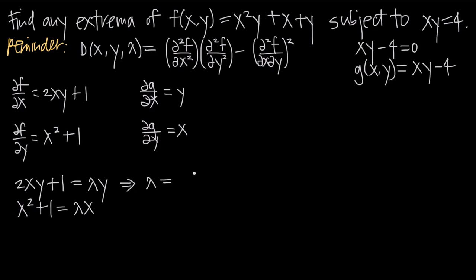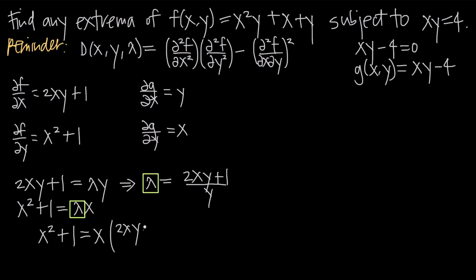We would get lambda is equal to (2xy + 1) all divided by y, because we divide by y here to get lambda by itself, and we'd have this left-hand side divided by y. Now that we have this value for lambda, we're going to plug it in for lambda right here. And when we do that, this equation is going to become x squared plus 1 is equal to x times lambda here, which is (2xy + 1) all divided by y.